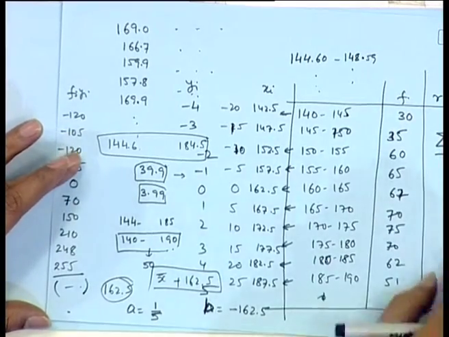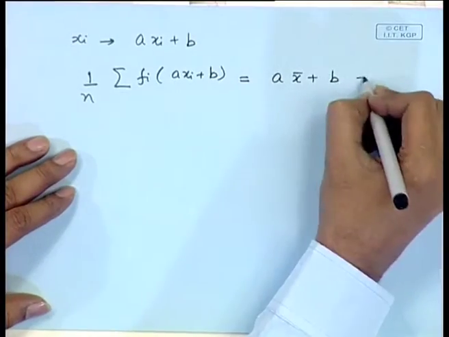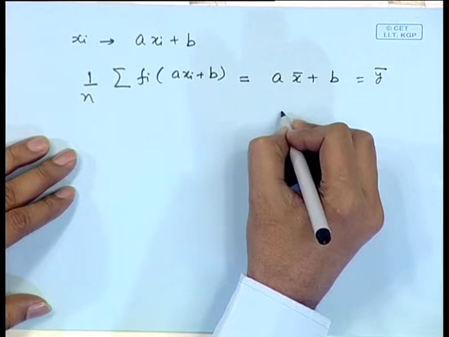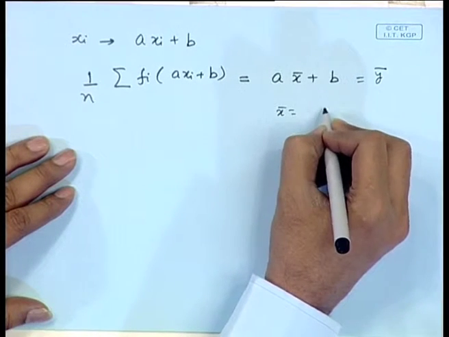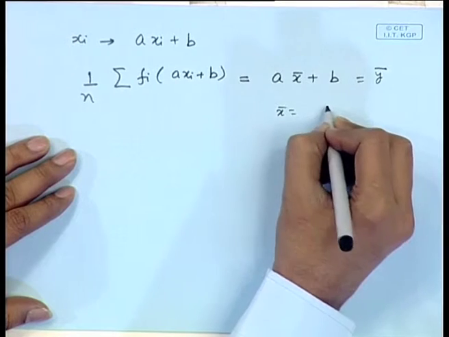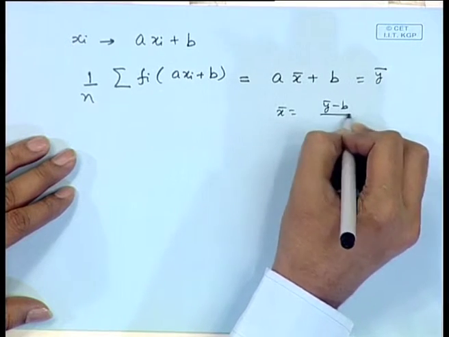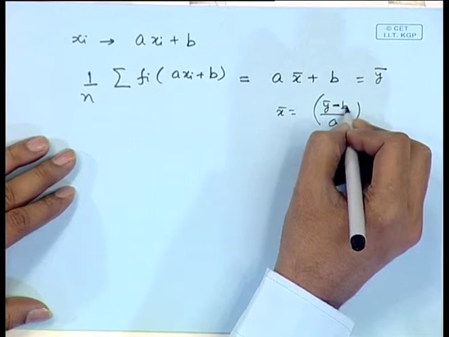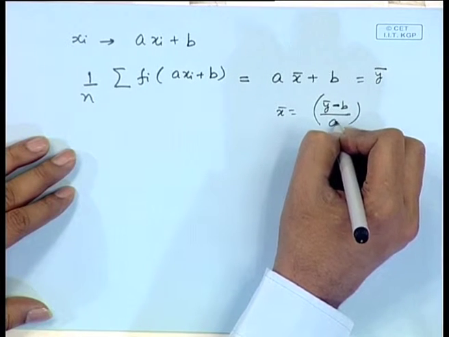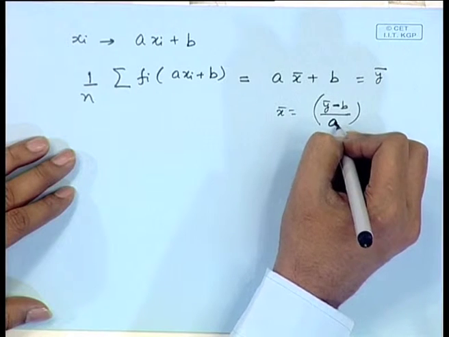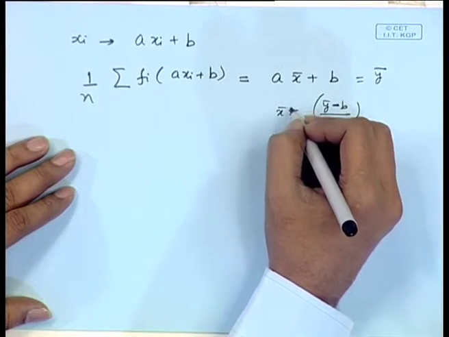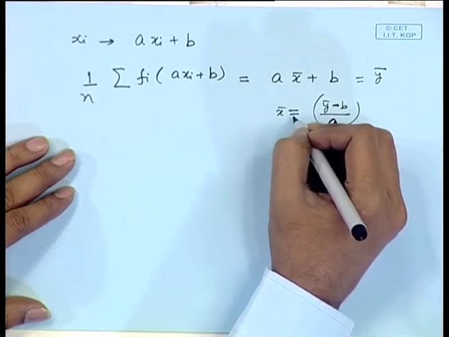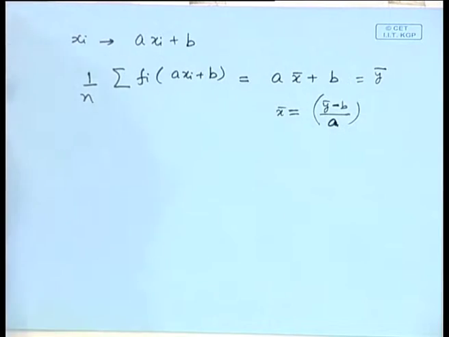So, then in the answer what you do, if this is equal to y bar, then x bar is equal to y bar minus b by a. So, whatever answer is coming, we subtract b there and we divide by a, and the arithmetic mean of the original sequence will come.